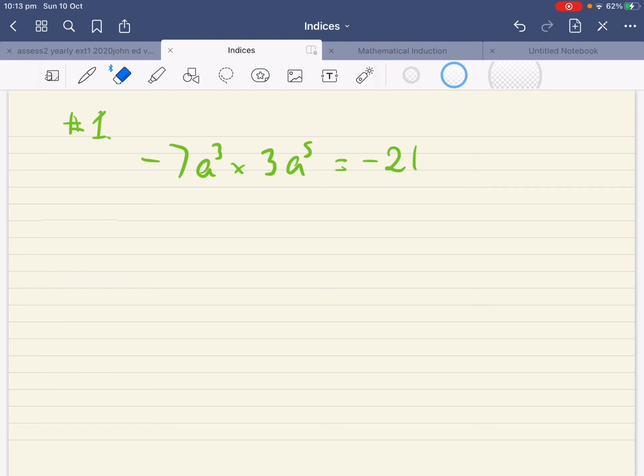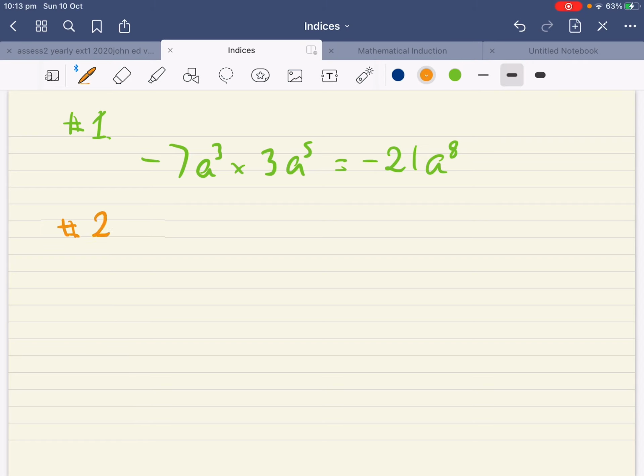Now when we move on to the a's, notice these a's have the powers. This is where we're going to be using our index laws. a cubed times a to the 5. Again, index law number 1: keep the base the same and add the powers. So that gives you the correct answer for that question.